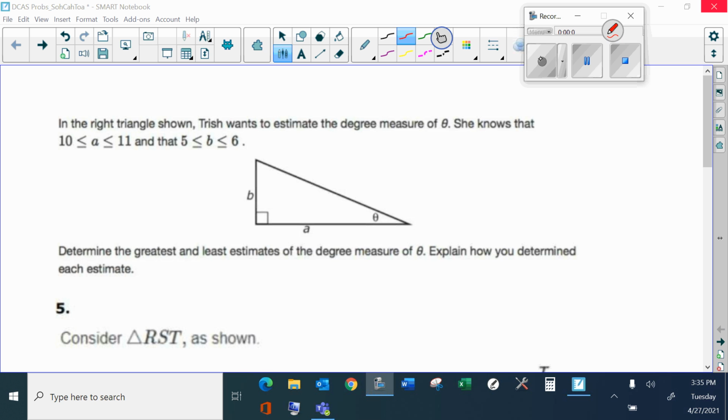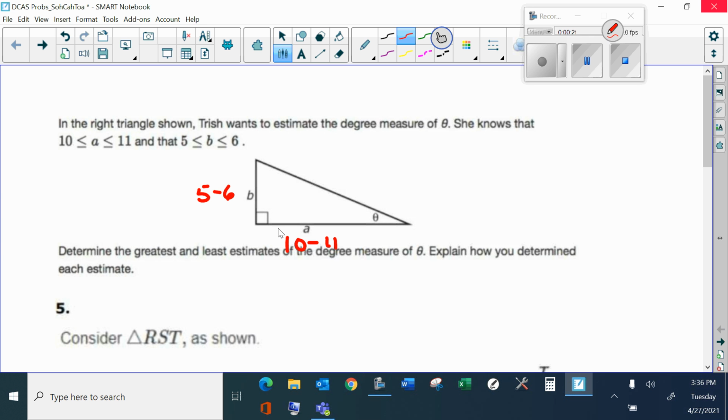Okay, students, we're going to go over right triangle problems, mostly SOH-CAH-TOA. These are former problems from the DCAS. In the right triangle shown, Trish wants to estimate the degree measure of theta. She knows that A is somewhere between 10 and 11, and B is between 5 and 6. So we need to test all those boundaries.